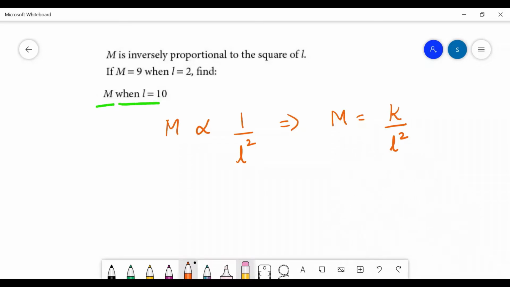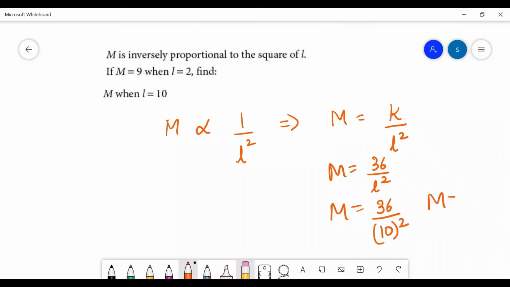Next, find m when L equal to 10. So m equal to 36 by L square. Now m equal to 36 divided by L, which is 10, whole square. So that means m equal to 36 divided by 100. So that means m equal to 0.36.